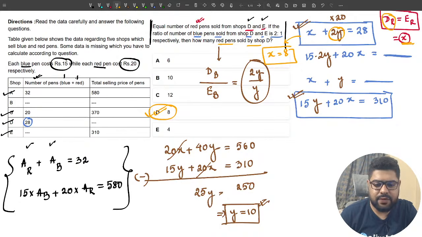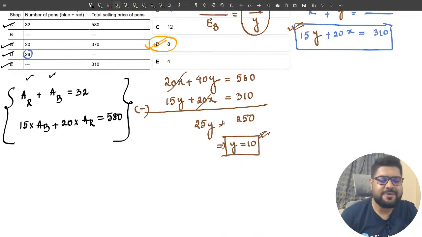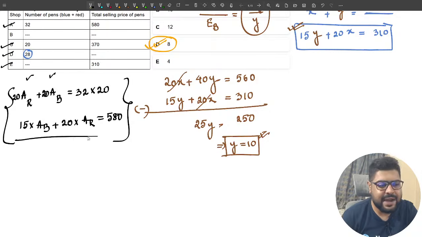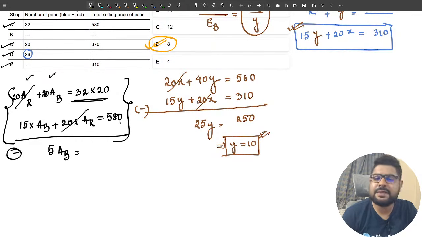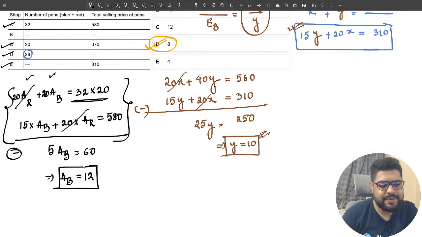Sir, this was the equation that I had written for A. For how to solve this type, multiply by 20. Why? Because I'll get rid of things. So you see AR, 20 are gone. So 20 minus 15, 5 A blue, that will be 640 minus 60. A blue will be 12. So 12 pens here. Correct?